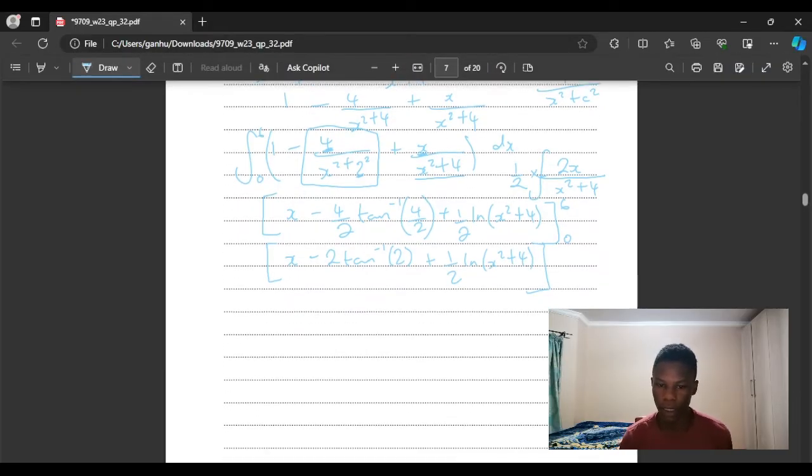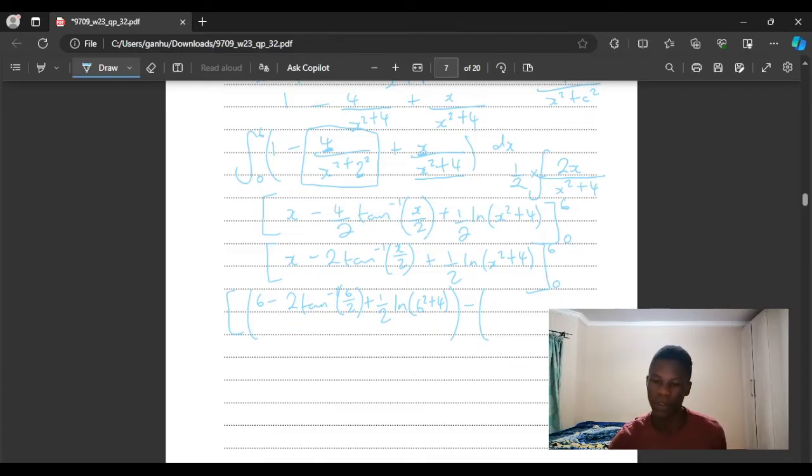And let's substitute in the limits. So this is from 0 to 6. So this would be 6 minus, oh my apologies, this should be x over 2. So this bracket over here, I should say, x over 2. So 2 arctan of, in this case, x is 6 over 2, plus half ln of 6 squared plus 4. We close our brackets, minus, substitute x with 0, it gives you 0.